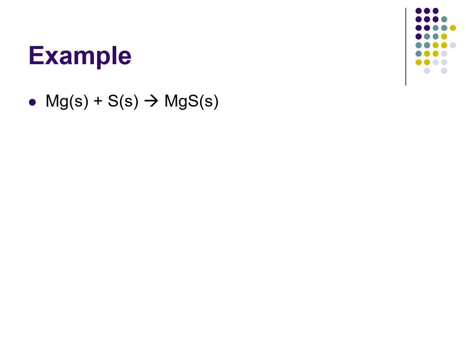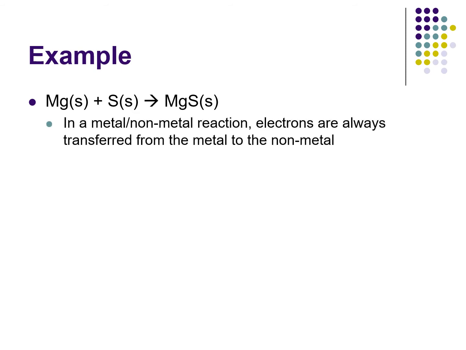So let's look at this example here. This is a pretty straightforward example of redox. So we see we have solid elemental magnesium, solid elemental sulfur. We form magnesium sulfide, an ionic compound. Now in a metal-nonmetal reaction, magnesium being a metal, sulfur being a nonmetal, electrons are always going to be transferred from the metal to the nonmetal.